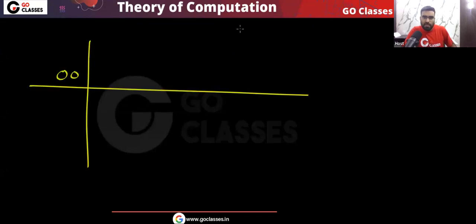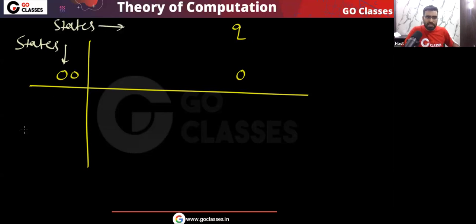So in this state, if symbol zero comes, then I should go to state Q. Yes or no? Here, remember, these are the states, here also I am writing the states, and here also. So you can easily see in this state, if this symbol comes, I can say that if symbol zero comes, then I will go to state Q. Is this point clear? Let me know.